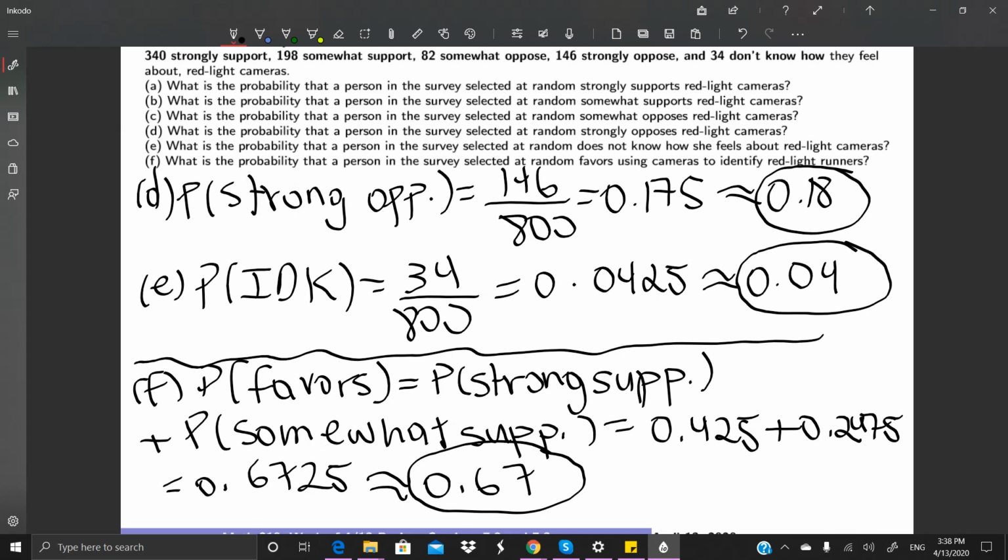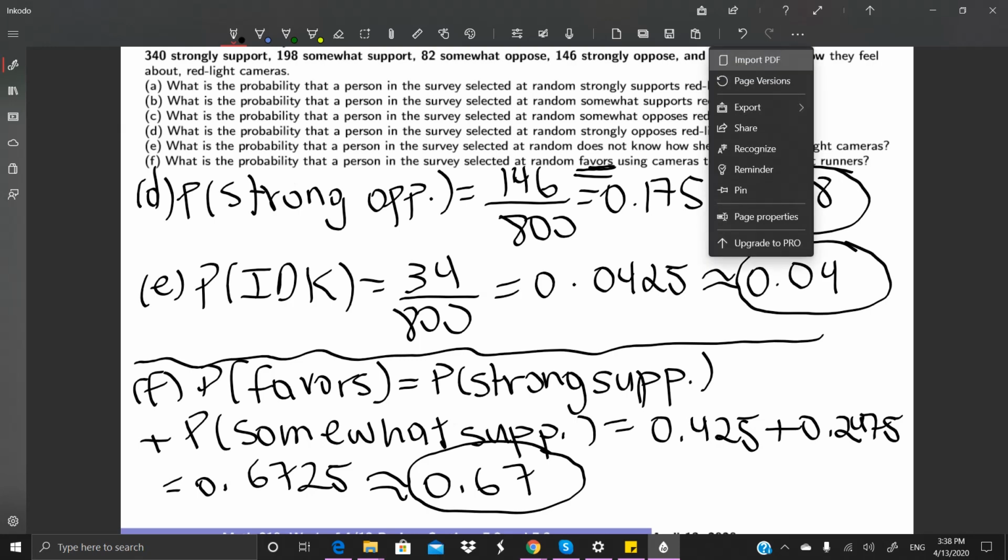Right, so on WebAssign, there's definitely going to be a question like F that doesn't exactly just tell you directly what you're trying to find. You're kind of supposed to understand what it means based on the word used. In this case, favors, we had to understand that that meant strongly support or somewhat support. So it'll be a question similar-ish to that. But that's really all you need to know as far as, I guess, a 7.2 question may ask you. So now let's look at the next example.